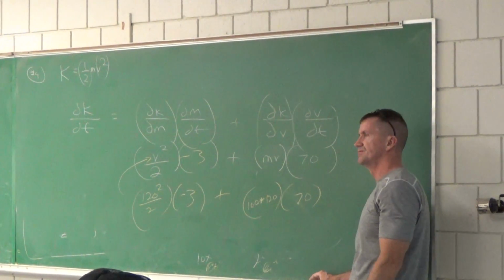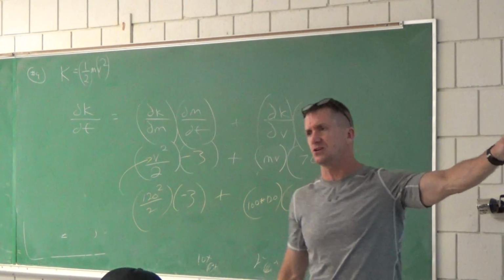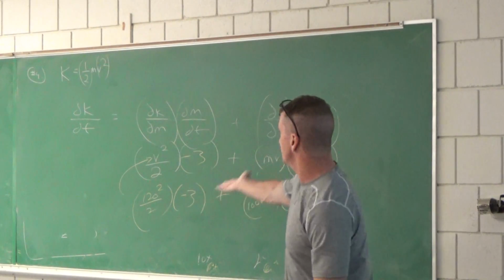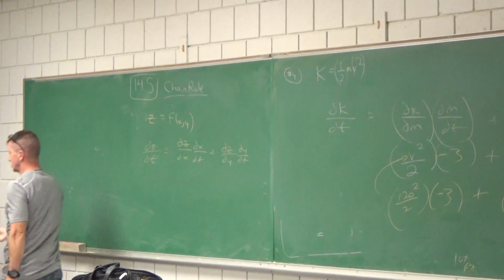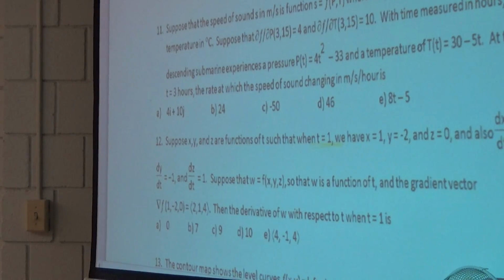This is chain rule. Once you have this copy, I just want to do one more from the sheet. I think you'll find it a lot quicker. Sometimes you have to find partial derivatives, right? Good job with that. Last problem. Sometimes it's not so bad. Let's do number 11.